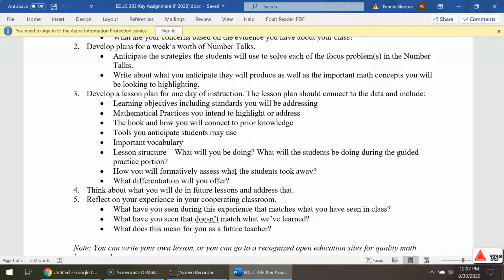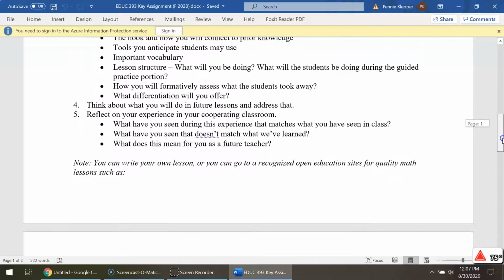And then also you need to reflect on your experience in your cooperating classroom. What did you see during the experience? As to what you've seen in this class, what blends together? And then what doesn't match, because obviously there's going to be things that don't match. And what does this mean as yourself as a future teacher?